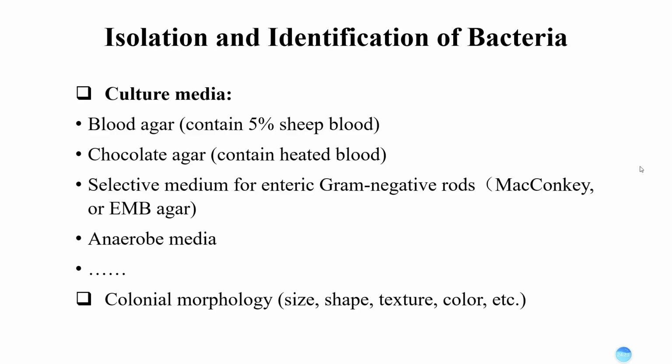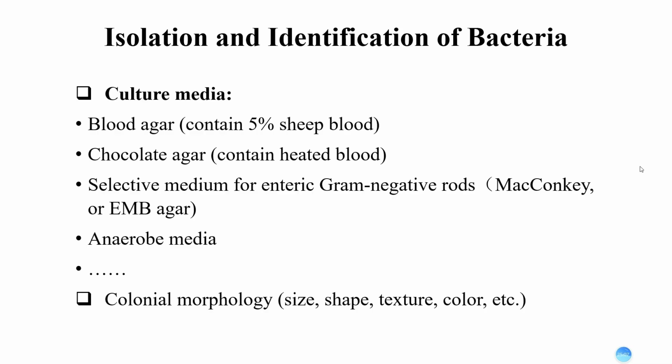And there are also some selective media, such as the MacConkey medium we introduced before. On the MacConkey medium, only the gram-negative bacteria can grow, while the gram-positive bacteria cannot grow. So we can use MacConkey medium to culture the gram-negative bacteria from the human intestine, such as the Enterobacteriaceae families. And there is also anaerobic medium, which is used to culture the anaerobic bacteria.